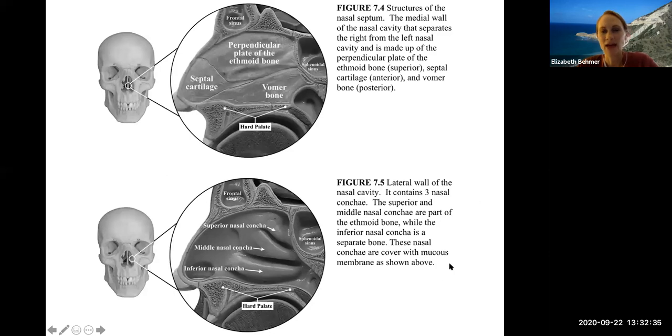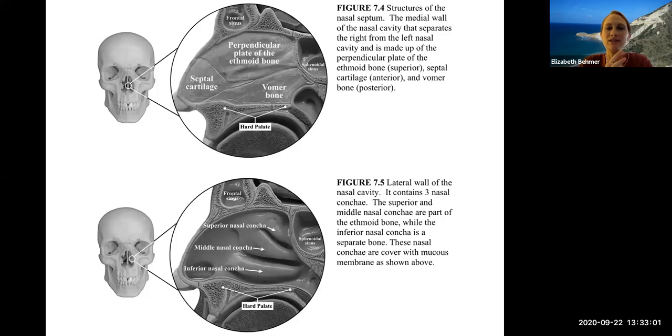If we take a look at a mid-sagittal or medial view of the skull, so if we separate your skull into right and left halves, we can see some of the structures within the nasal cavity, which is shown here. Structures of the nasal septum specifically. So traveling down the middle of your nose is a nasal septum, which is a wall that separates the right from the left nasal cavity.